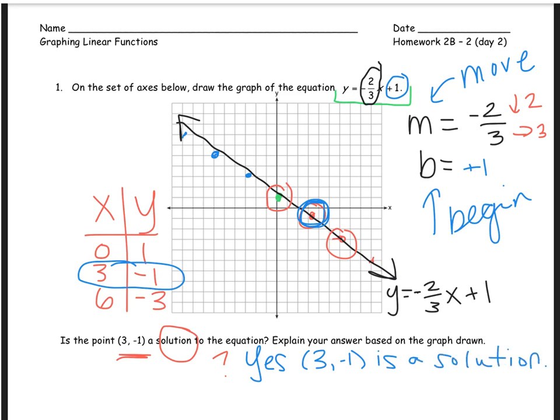And I know this because it is a point on the line. That's it.